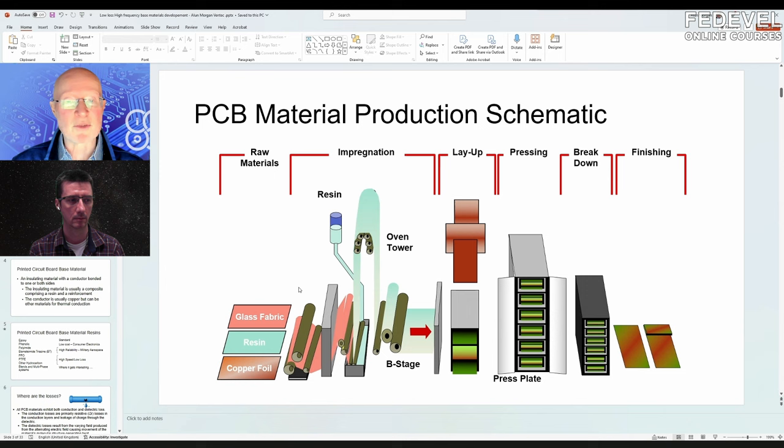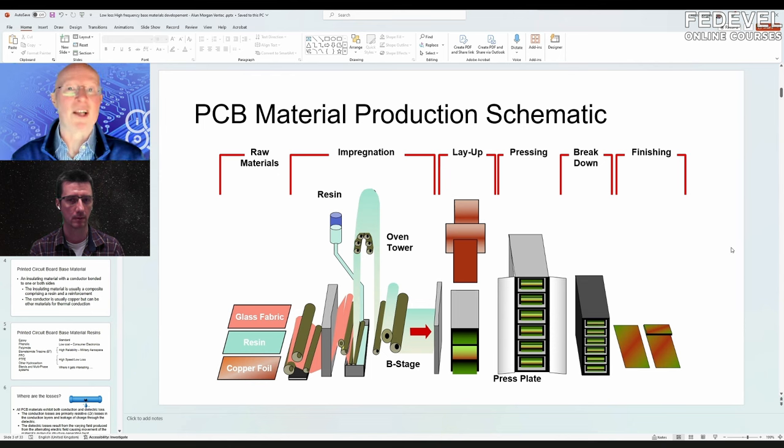And the way we do this is we take the resin and we coat it onto the glass fabric in a machine called an impregnator, quite a large piece of equipment. And we then take this material and put copper both sides of it. And then we put it in a big press, we heat it up, and we melt the resin and bond it all together. And then we finish the product. So that's the kind of process that we go through. So this is basically core material, what we are talking about? Yes, exactly, core material.